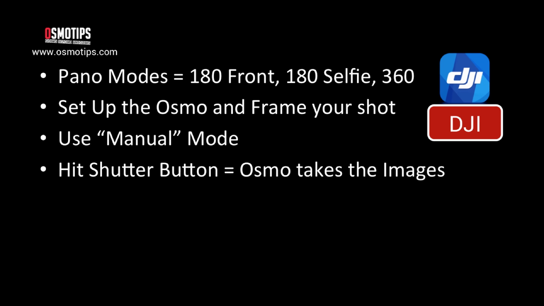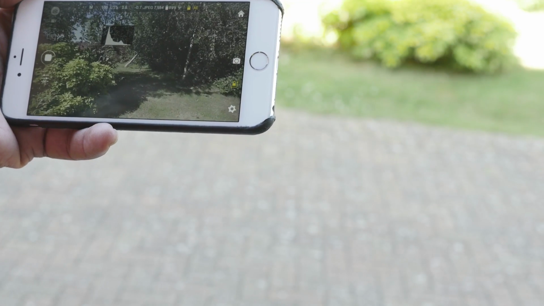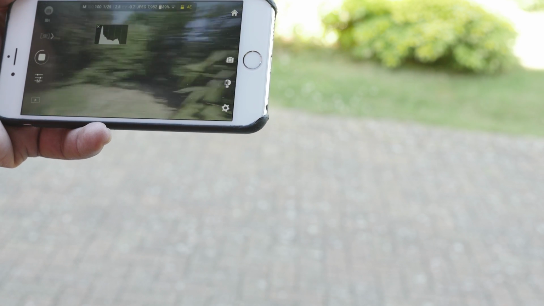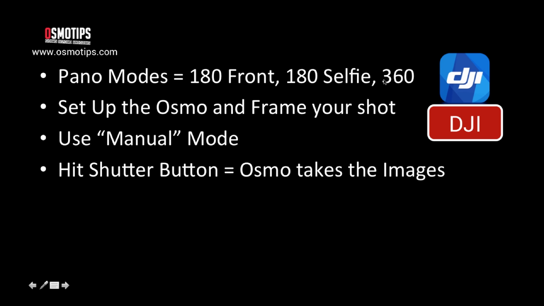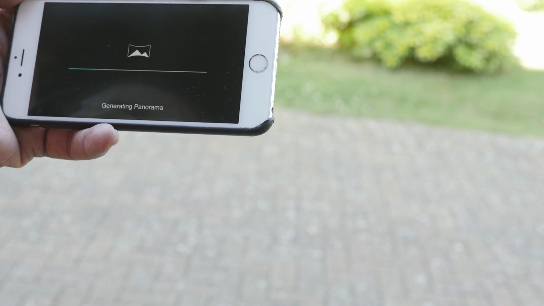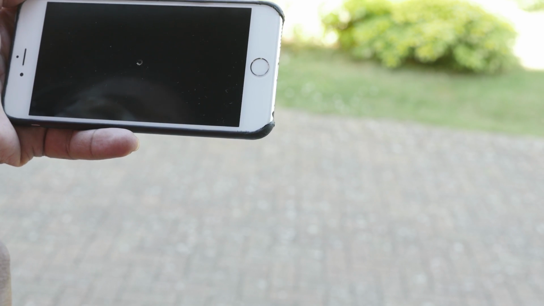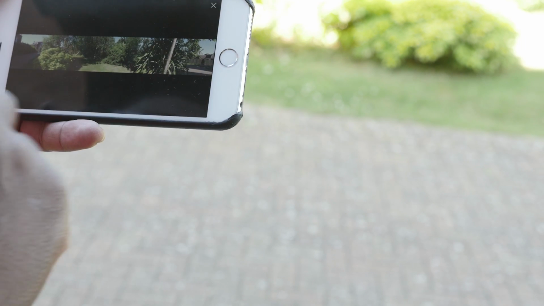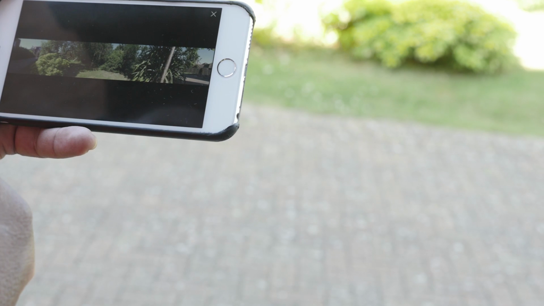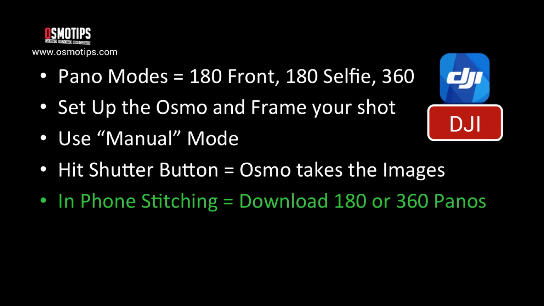Then all you have to do is just hit the shutter button, and then the Osmo starts taking the images. In the case of the 180-degree pano modes, the Osmo takes 5 images, and in the case of the 360, it takes a total of 8 images. The images that have been taken by the Osmo are stitched in the phone itself, so you're making use of the stitching engine, if I can call it that, of the mobile phone, whether you've got an Android phone or iOS. The stitching is done by the phone itself to create a 180 or a 360-degree pano that you can then download directly from the phone itself, and then you're free to use it for whatever purpose you want to use it for.